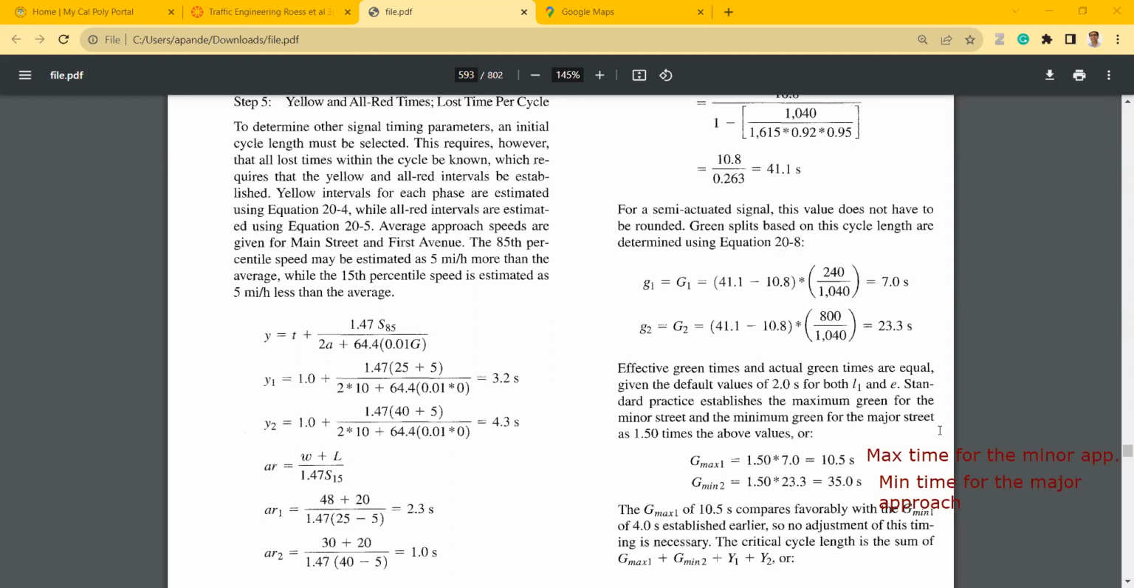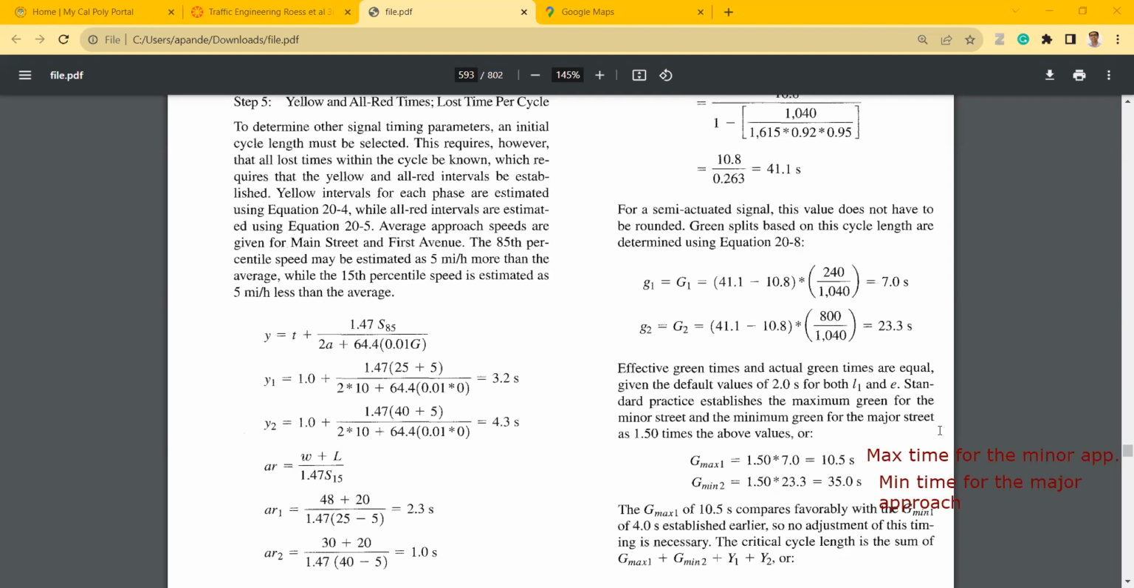Okay? So when you get these G1 and G2 values based on your detectors or whatever, effective green time and actual green time are equal because you're using the default values for L1 and E. So lowercase g1 and capital G1 are the same. This is what happens. The standard practice establishes maximum green time for the minor and minimum green time for the major by multiplying those green times by 1.5.